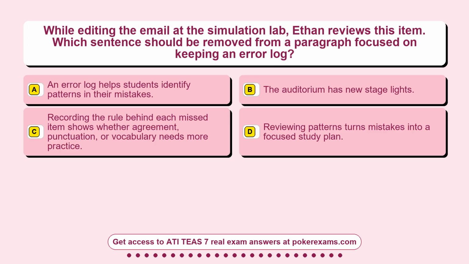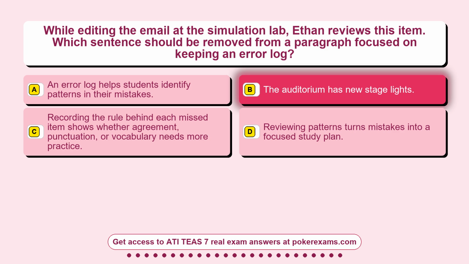Question 14. While editing the email at the simulation lab, Ethan reviews this item. Which sentence should be removed from a paragraph focused on keeping an error log? Option A. An error log helps students identify patterns in their mistakes. Option B. The auditorium has new stage lights. Option C. Recording the rule behind each missed item shows whether agreement, punctuation, or vocabulary needs more practice. Option D. Reviewing patterns turns mistakes into a focused study plan.